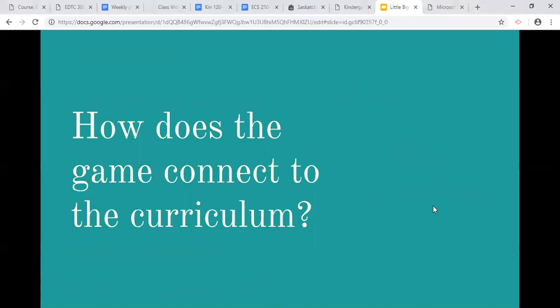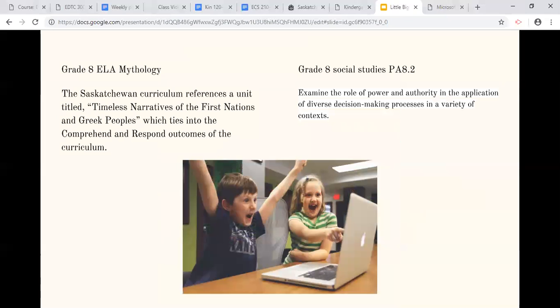So how does the game connect to the curriculum? The first connection I noticed was the ELA 8 mythology, not an outcome or anything, but it connects in the sense that the Saskatchewan curriculum refers to a unit entitled Timeless Narratives of First Nations and Greek Peoples, which ties to the comprehend and respond outcomes of their curriculum.